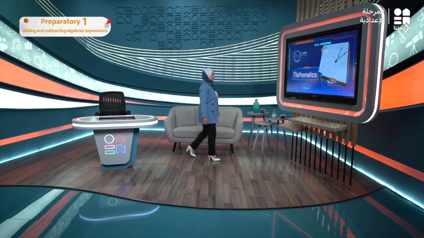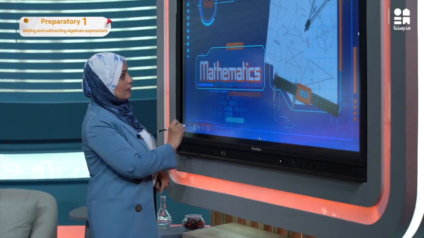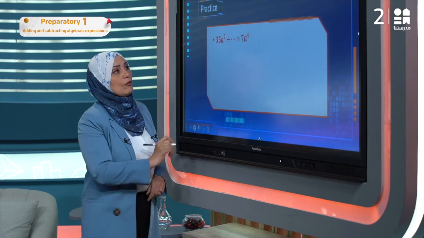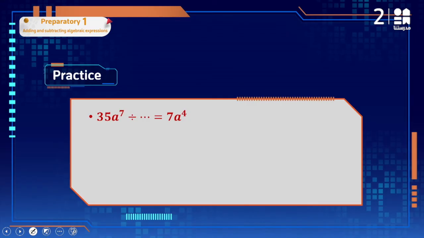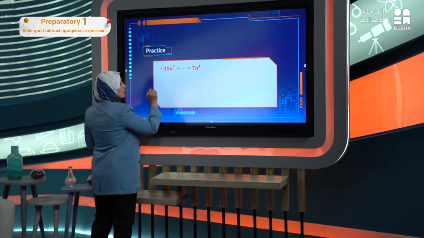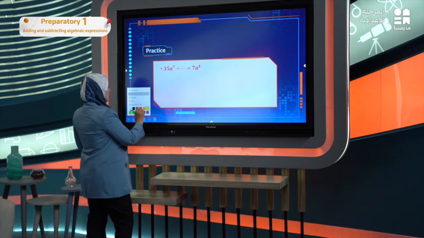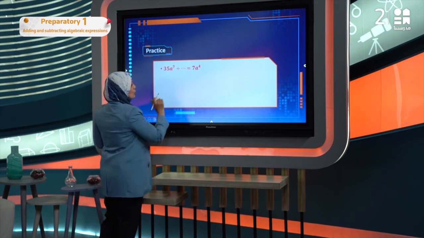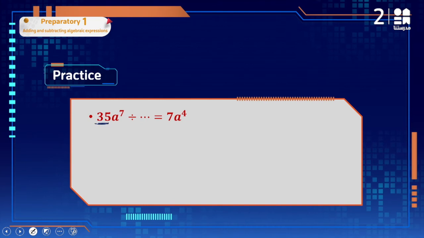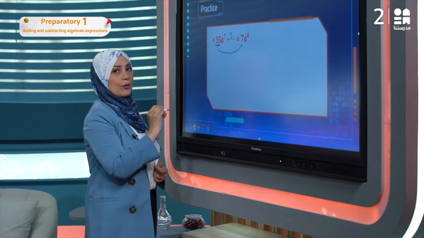Now let's take more practice on the whiteboard to be clear for you. Here we have practice. Find the missing number. Number 1, 35 a to the power of 7 divided by what equals 7a to the power of 4. Okay, do you remember the first one is called the dividend? The second is called the divisor, then the quotient. So here 35 divided by what to give us 7? 35 divided by 5. Okay, what about a?